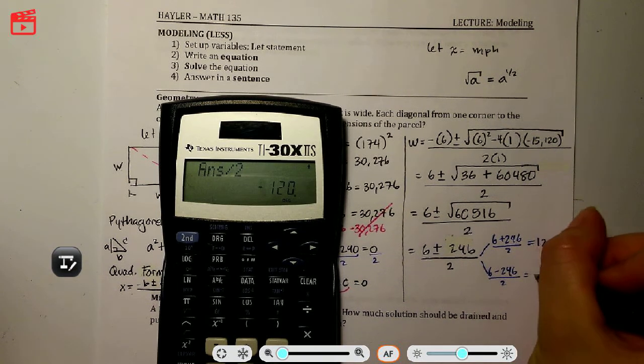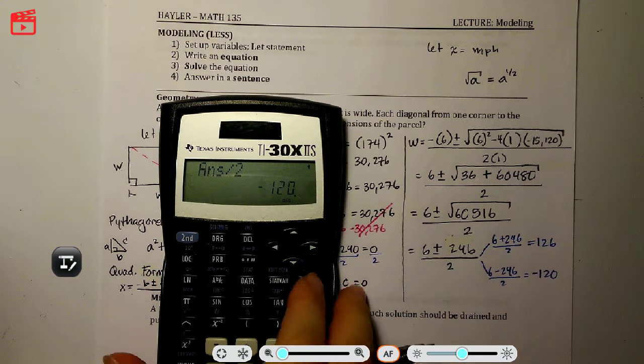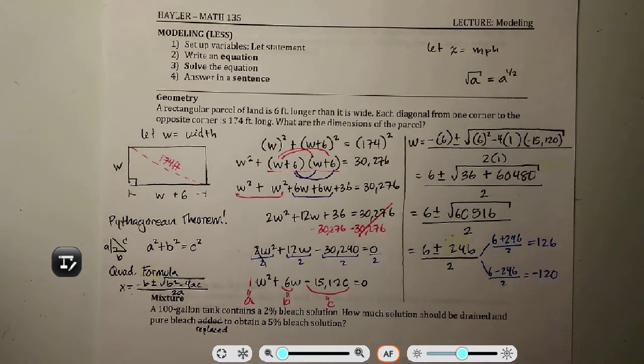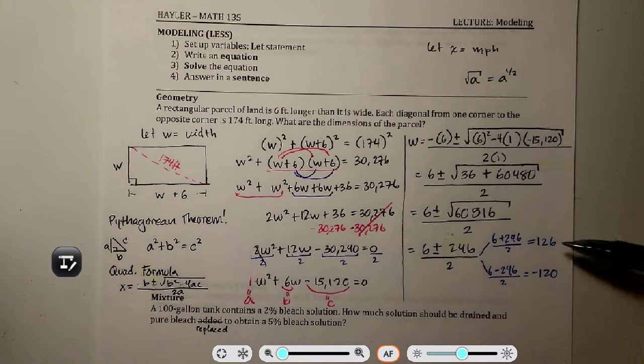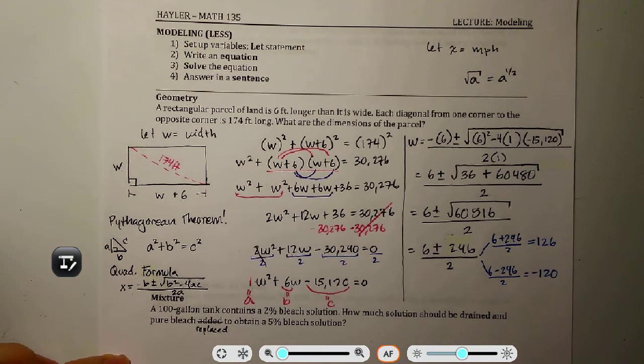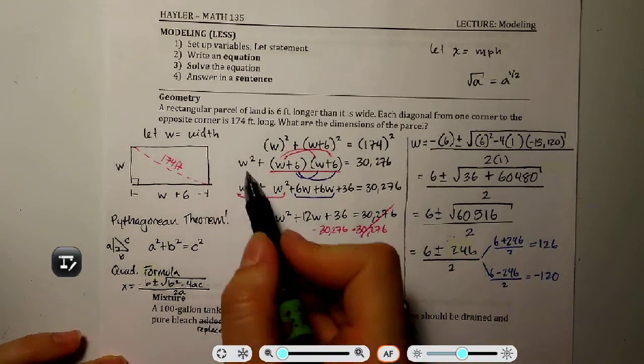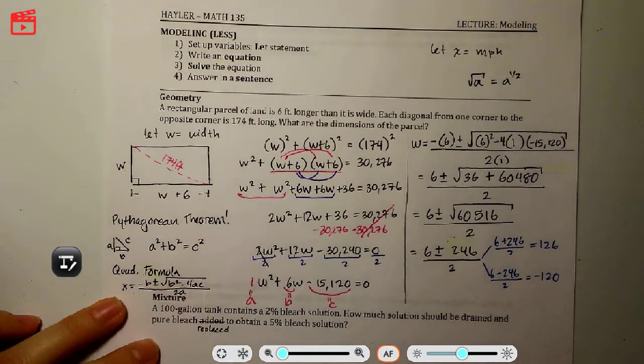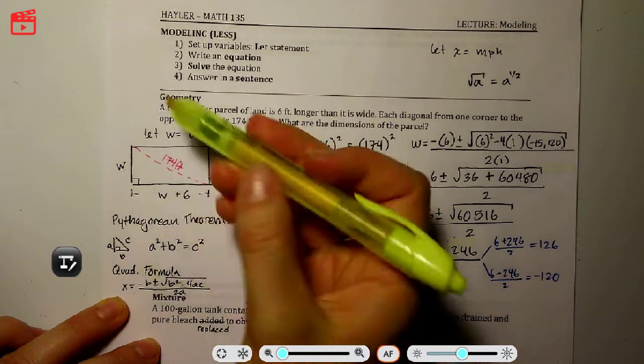Negative 120. All right, now this is kind of strange because we have two answers. So do both of these work for my problem? Well, in order to answer that question, what does W stand for? W is the width. Let me get my highlighter there. W is width.